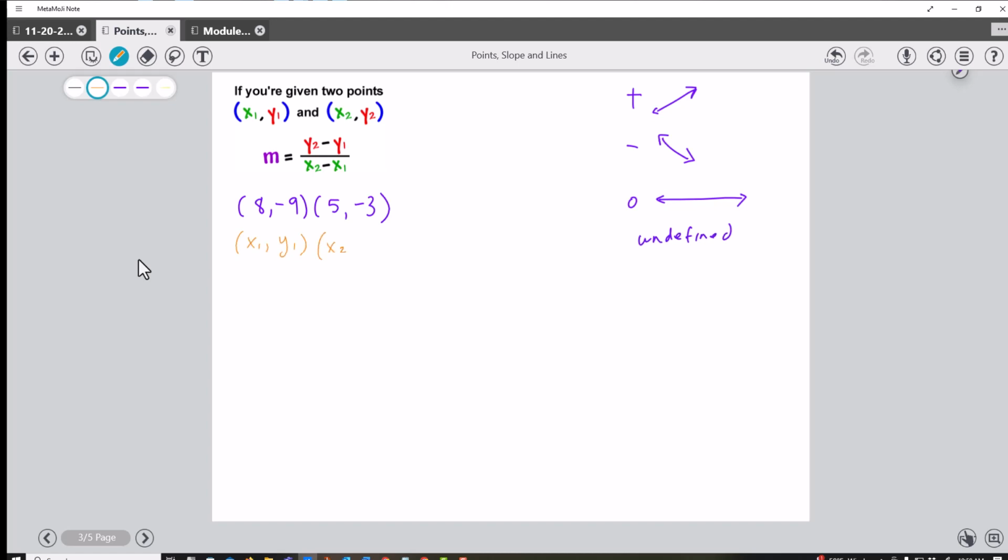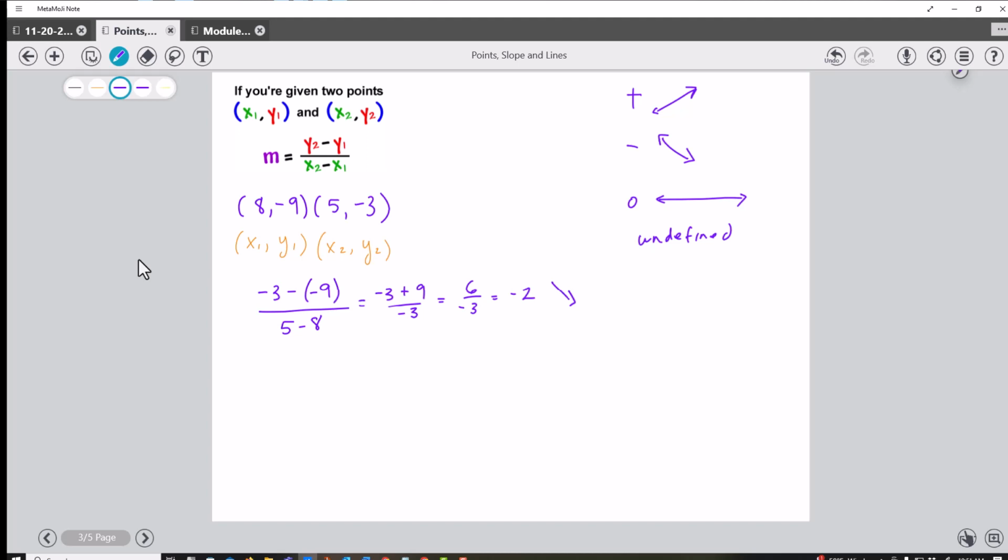And then x2, y2. I tend to just follow the formula. So the formula says to take y2 minus y1. Be careful with those negative signs. So y2 minus y1, and then x2 minus x1, and so a negative and a negative, I get that positive, and then a negative, and so here I get 6 over negative 3, and so I get a slope of negative 2. So I know that this line is going down because this is a negative slope.